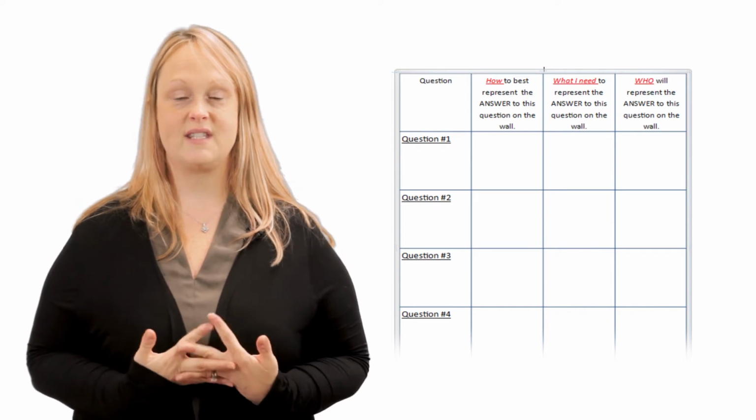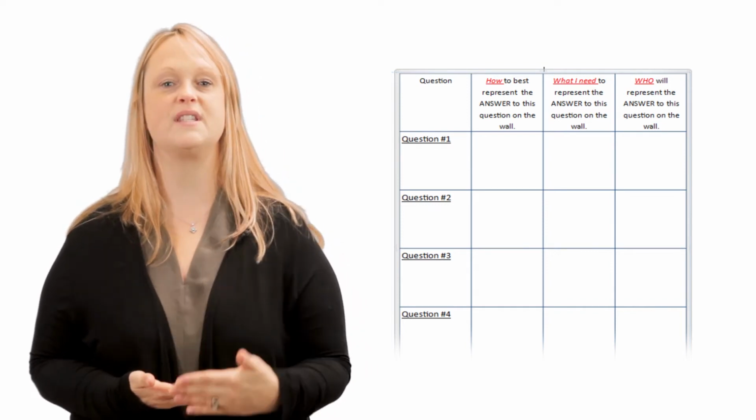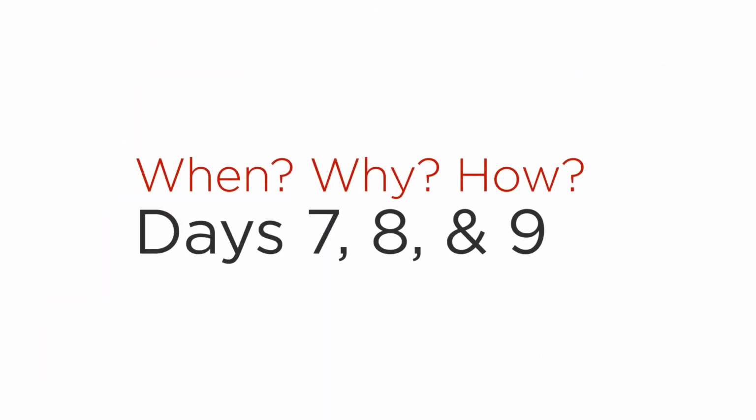On days 5 and 6, the students visited the remaining 2 centers and followed the same procedures. Days 7, 8, 9. When, why, how. On days 7, 8, and 9, the students move on to the remaining 3 centers. The students follow the same protocol as they did for visiting the first 3 centers.